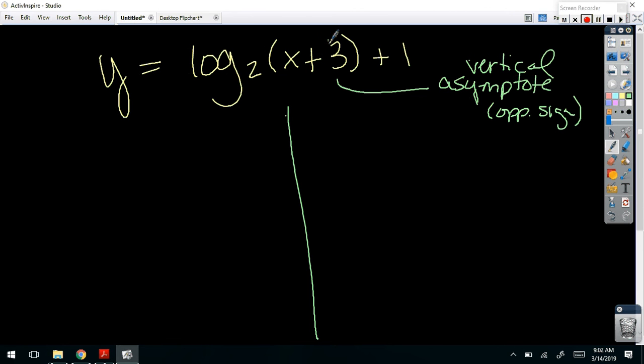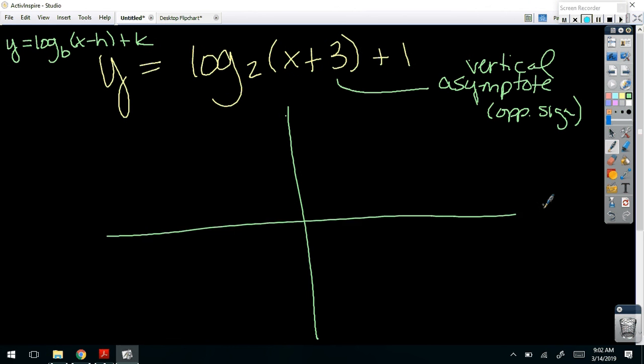Actually, it's always going to be the opposite sign. The actual formula is log base b of x minus h plus k, and because the original is a minus sign, it changes the sign. But what I'm getting at is your h is still opposite sign. Your h has always been opposite sign. Your h is always going to be opposite sign.